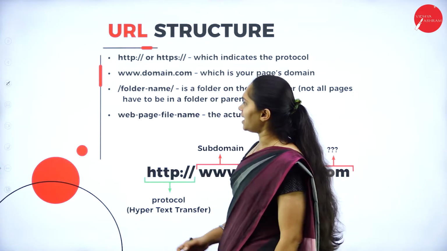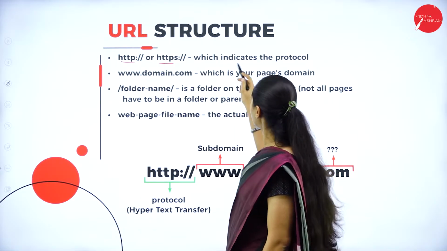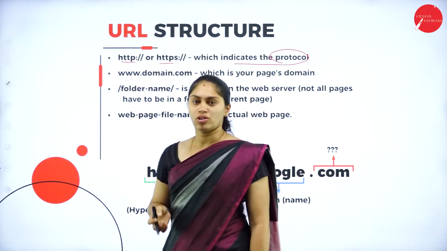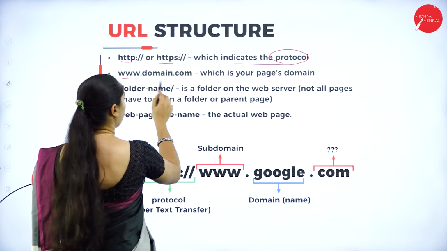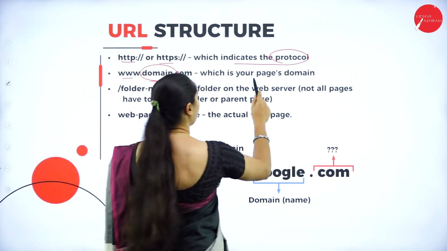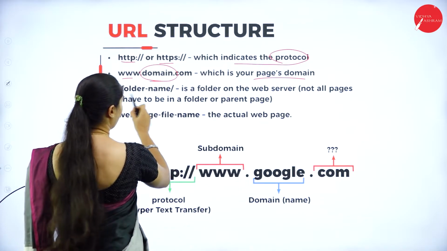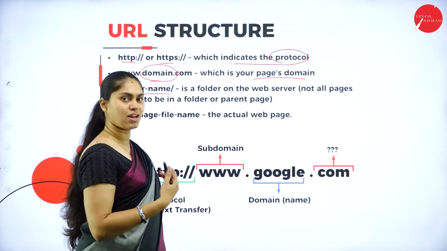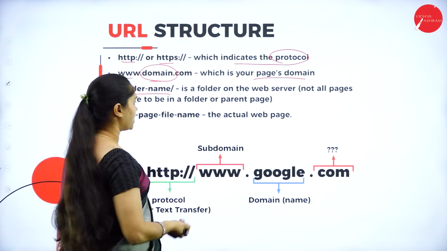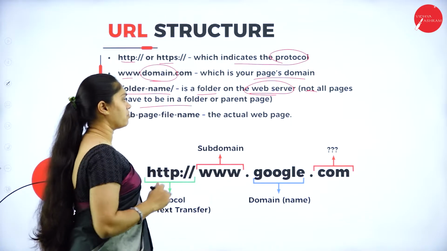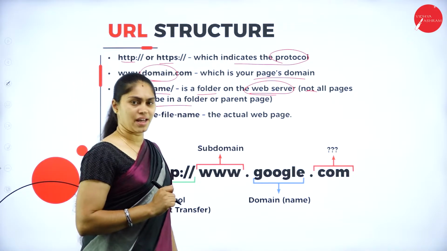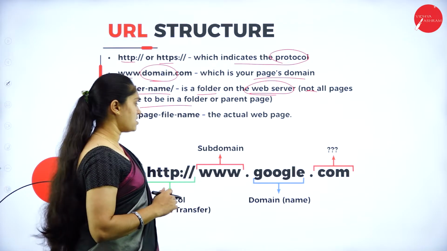Here you can see that HTTP or HTTPS indicates the protocol as well as the domain name. And here www.domain.com is your page domain, and it can be followed by the folder's name and file name followed by the extension. It's a folder on the web server. Not all pages need to have all these folders or parent pages. So in general, this is how it looks.